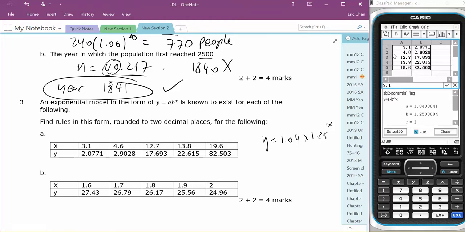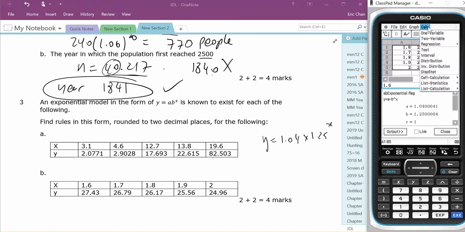For the second one, you just do the same thing. I'll get rid of this, and you're going to type the values in. 1.6, 1.7, 1.8, 1.9, 2, then go up, 27.43, 26.79, 26.17, 25.56, and 24.96. Okay, I'm just going to do the same thing.